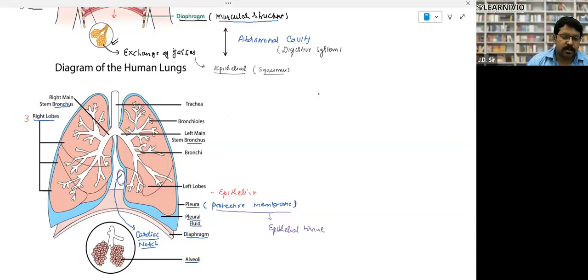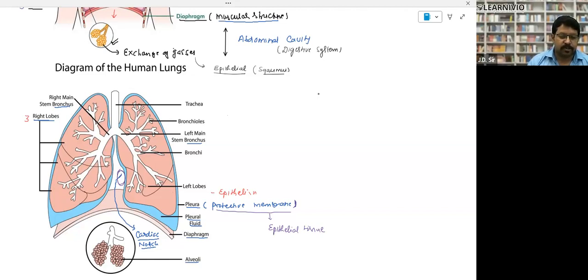Look, you can see the trachea again, bronchi, bronchioles. And the lungs are divided into further many parts. Our left lung is smaller because the heart fits over here. The place where the heart fits is called the cardiac notch. The left lung has two lobes, an upper lobe and a lower lobe. The right lung has three lobes.